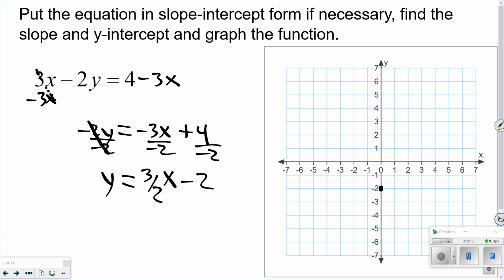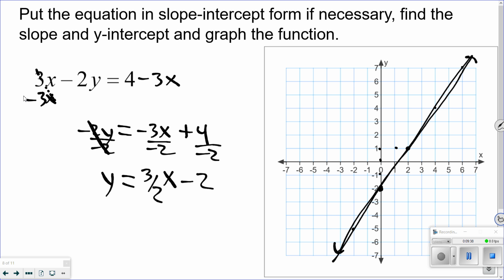So positive means it has to be going up from left to right. So I'm going to go up 3 over 2. Up 3 over 2. Up 3. You know, you can do as many points as you want. You could go the opposite way if you wanted. As long as from left to right, it's going up. So my line ends up looking something like that. And that's really all there is to it.